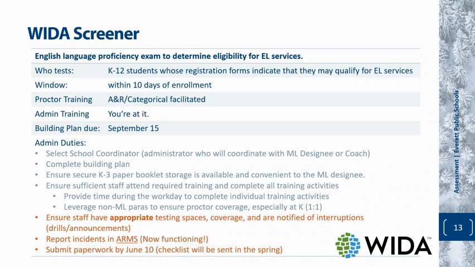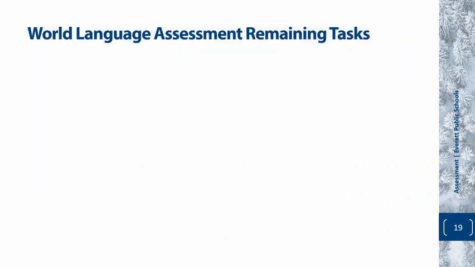You're still reporting incidents in ARMS, and if you had a fall incident, I know at least Jackson had a fall incident. I can't remember if it was successfully reported or not. I will be sending out reminders to any schools that had incidents prior to the opening of ARMS. It is now functioning for WIDA Screener, so you can enter those incidents. If they don't get entered by winter break, I will go ahead and send a reminder out. But don't worry, you're not late. The state was late. All right, you're going to submit all that paperwork by June 10th. It's going to come in with your spring paperwork, and I'm going to cover all the paperwork pieces when we meet again for spring training.